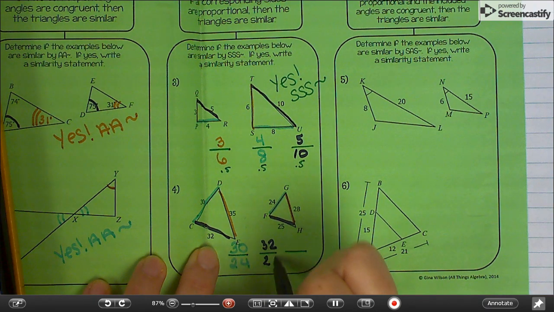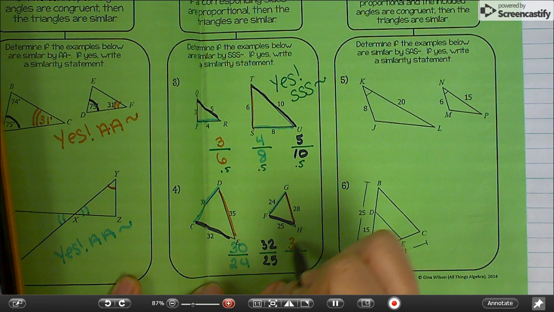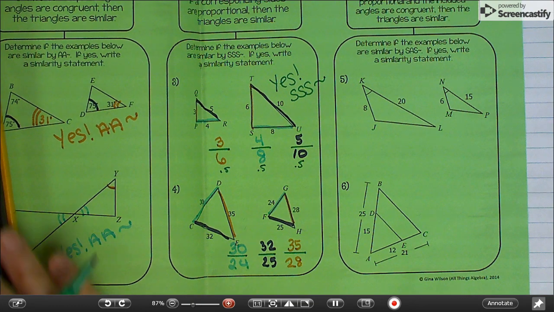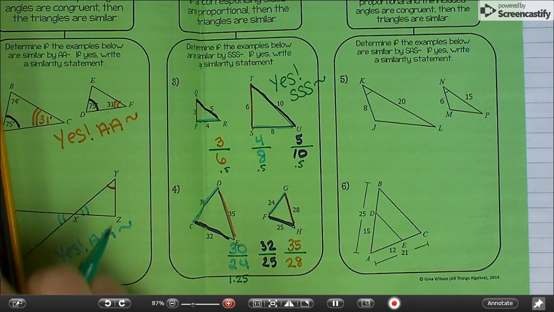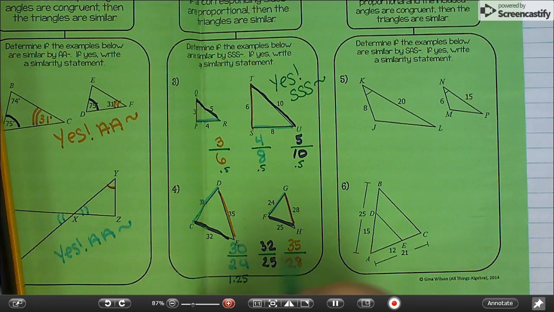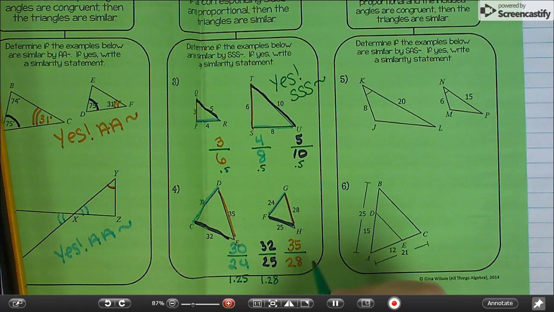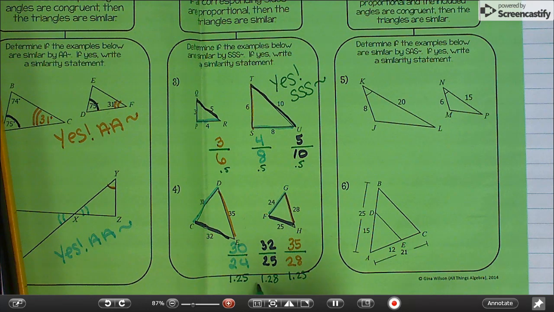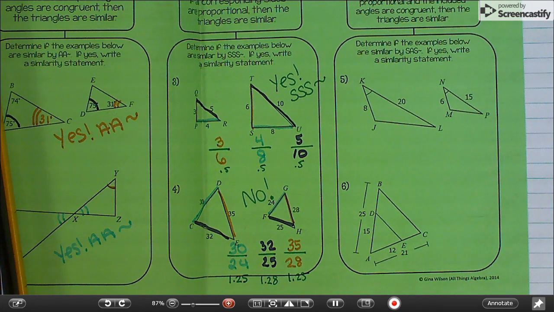32 over 25 and 35 over 28. I'm going to type these in my calculator and see what they come out to. This is 1.25. This is 1.28, and that should set off an alarm bell, but I'm just going to finish it. And this is 1.25. Since these three do not match, then no, these are not similar. Does that make sense? I hope that makes sense.